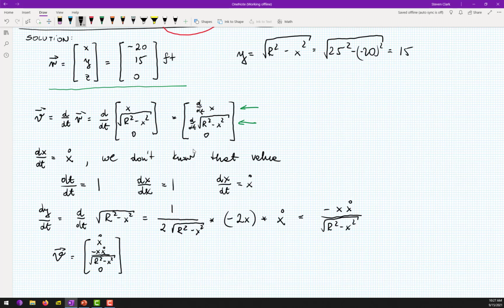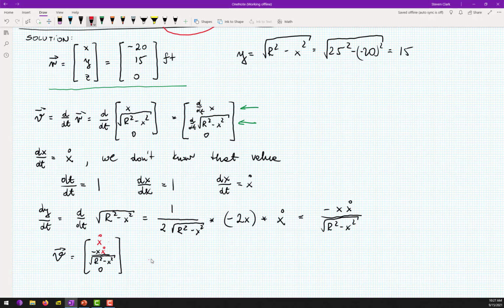Okay, so look, guys, we know everything besides x dot, yeah? So this is our unknown. This thing, and also this thing is unknown. Yeah, it's only one unknown. So if we find x dot, we basically have our velocity vector.